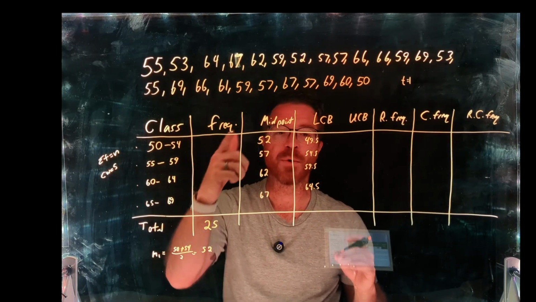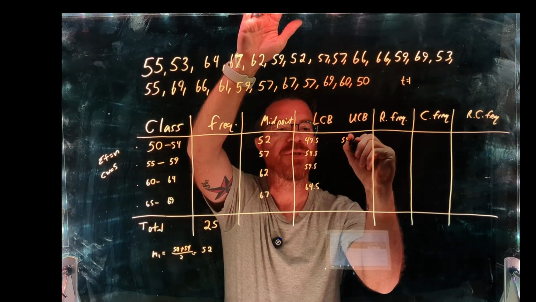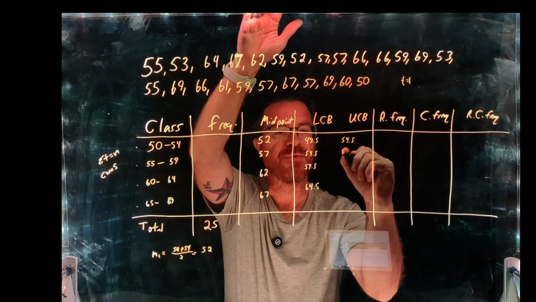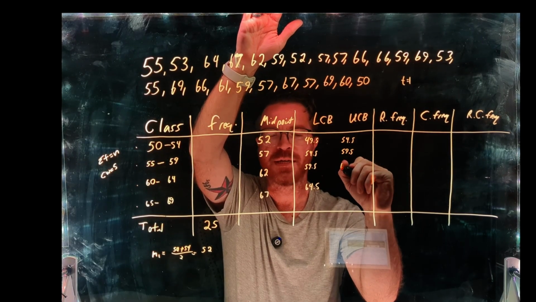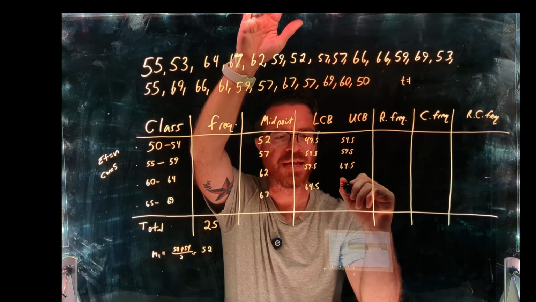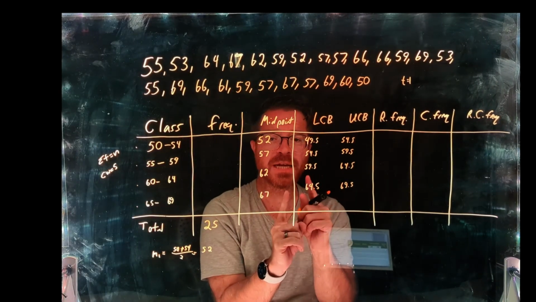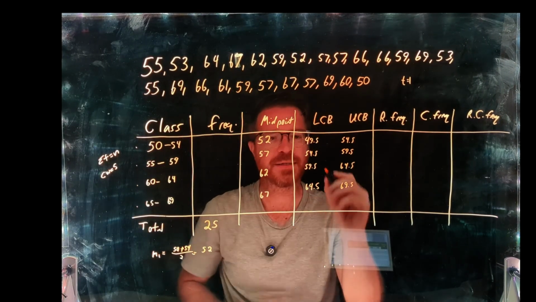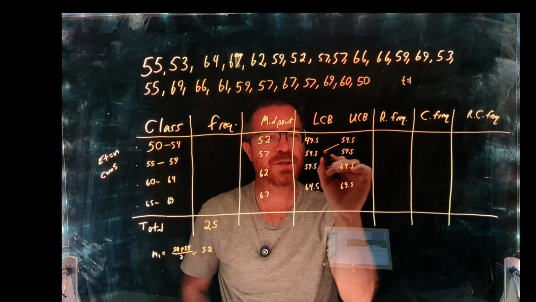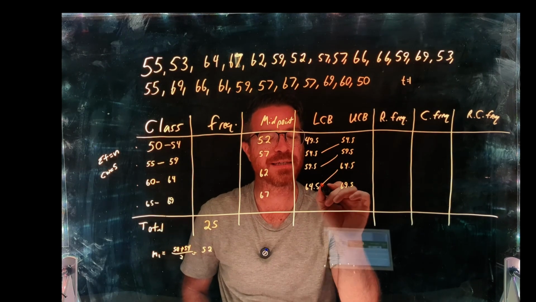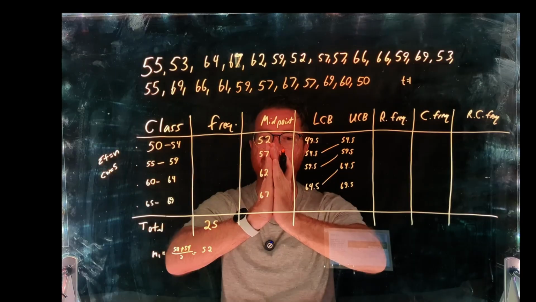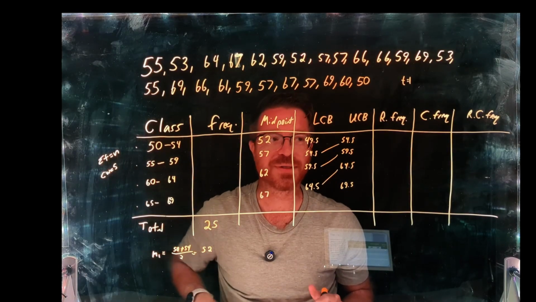This means it's going to be 54 plus 0.5, or 54.5, 59.5, 64.5, and 69.5. Now, this is a good place to double check that you didn't make any mistakes here, because your upper class boundary should be the same as the next lower class boundary at this point, because all we did is we closed that gap between our intervals.